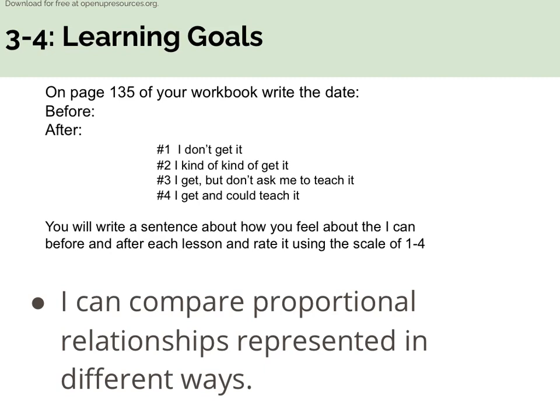Give yourself a number. So I don't get it is number 1. I kind of get it is number 2. 3, I got it. And then 4, I can teach it to my friend. And so give yourself a sentence about how you feel about the I can statement and give yourself a number.